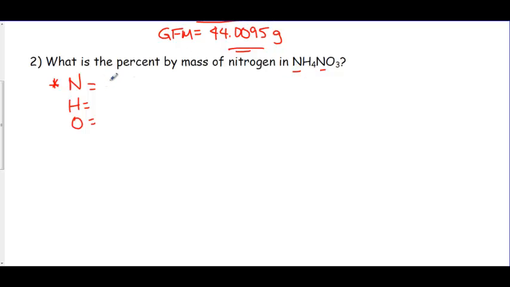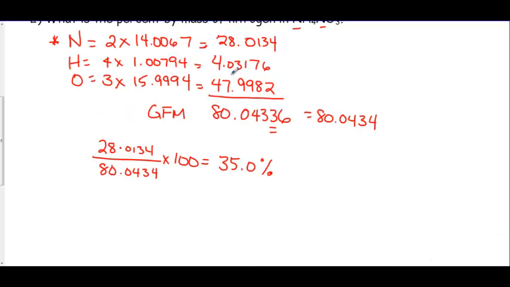So let's figure this out. We have 2 nitrogens, so it's going to be 2 times 14.0067. That's the atomic mass, don't forget. Hydrogens, looks like there's 4 of those, so we're going to go 4 times 1.007994. And oxygens, we have 3, so we're going to say 3 times 15.9994. Okay, pause the video, take a second to do your calculations, and we'll reconvene in a second. Okay, so once we do all of our calculations, our gram formula mass is going to be 80.0434.